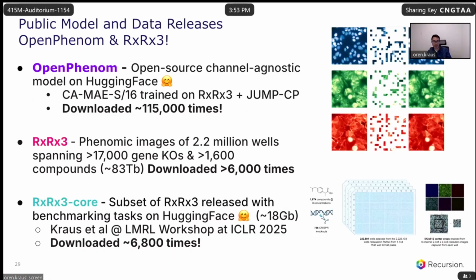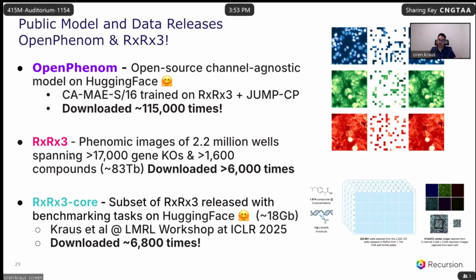To support the scientific community, we've made these models and some of the datasets publicly available. OpenPhenom is a smaller version of the Phenom models I was mentioning. It's trained with a channel-agnostic architecture, so whether you have one channel or, I think, up to 12 channels, you can still compute embeddings from it. We released it completely open source on Hugging Face, and it's been downloaded over 115,000 times since about last year.